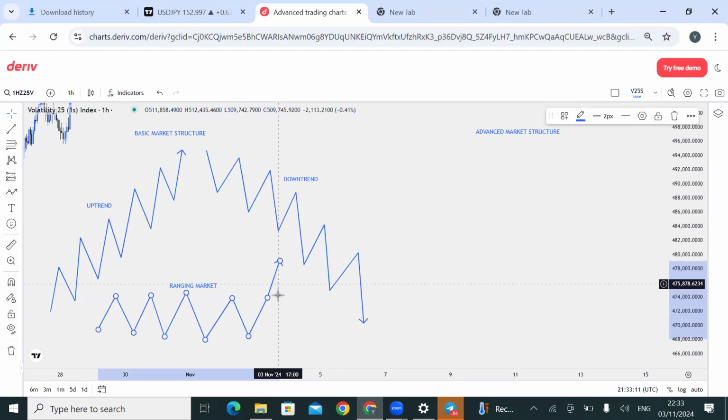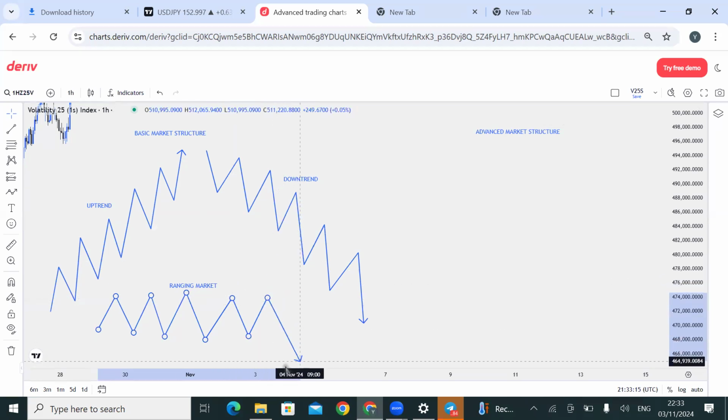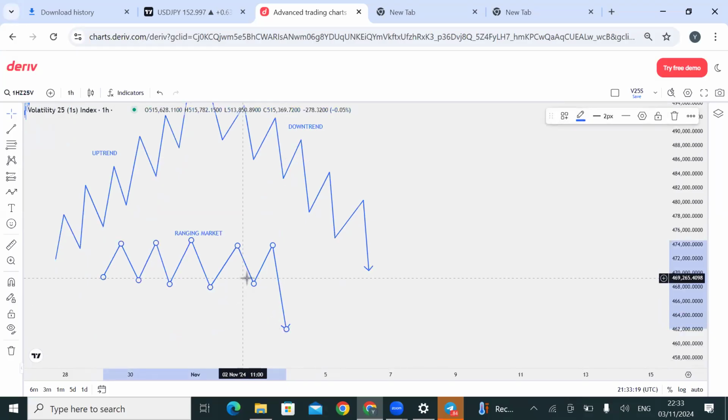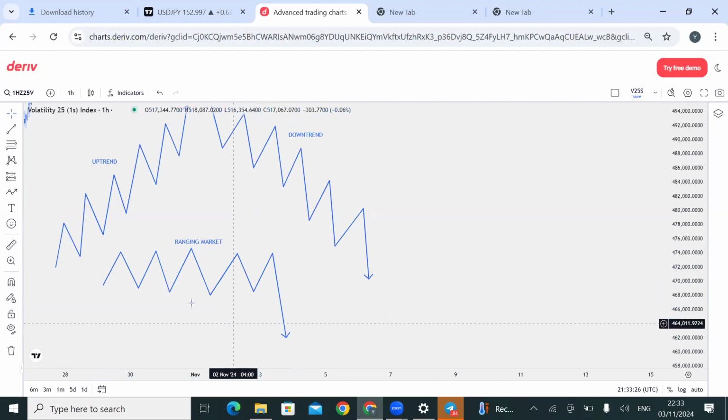Then it's going to break. It's going to break this trend. It may break up and go up, or it may break down and go down. You understand? So that's how the ranging market works. And you should be waiting to enter at this point here. That's how the basic market structure simply works.